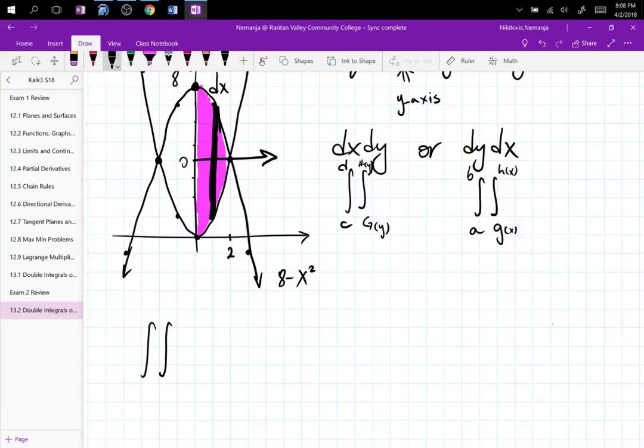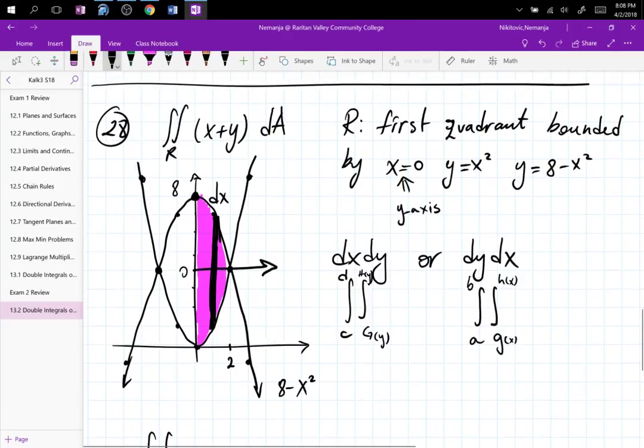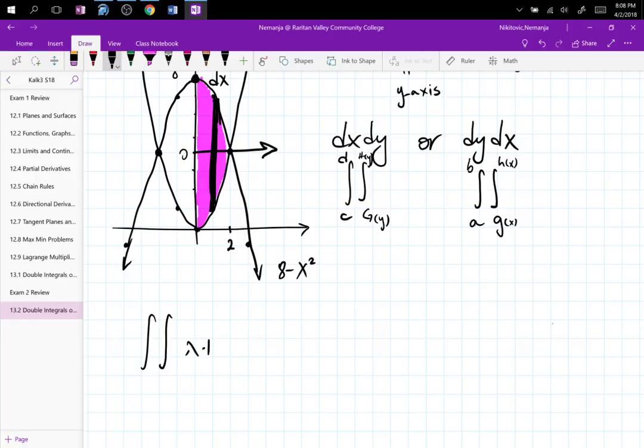So I am setting up a double integral of x plus y. And now we know we need to use dy dx. We know that it's 0 to 2 on the outer integral, because the representative rectangle is going to start at x equals 0, which is the y-axis, and swipe through the shaded region all the way to x equals 2 and stop, because it can't go past that point.